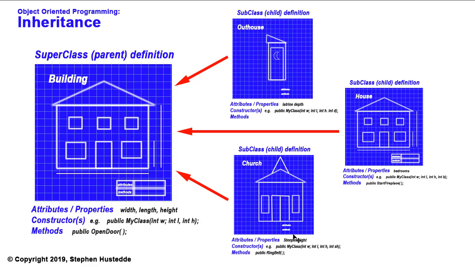So when we create a list of the different houses, I can create a list of type building, and because these inherit from that building, in my list I might contain an outhouse, I might contain a house, and I might contain a church. And each of those items in my list would have those unique properties and methods in addition to the attributes or properties and methods of the building.